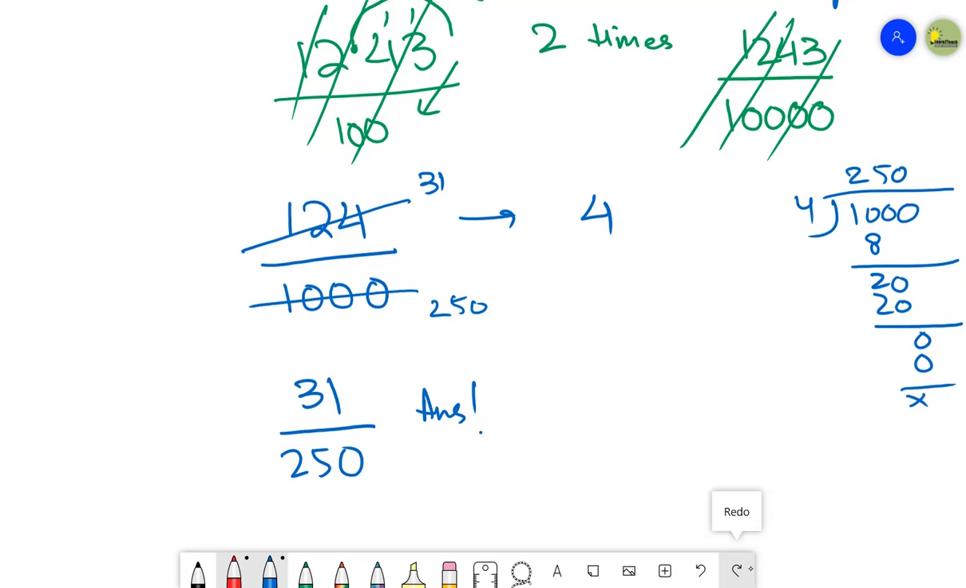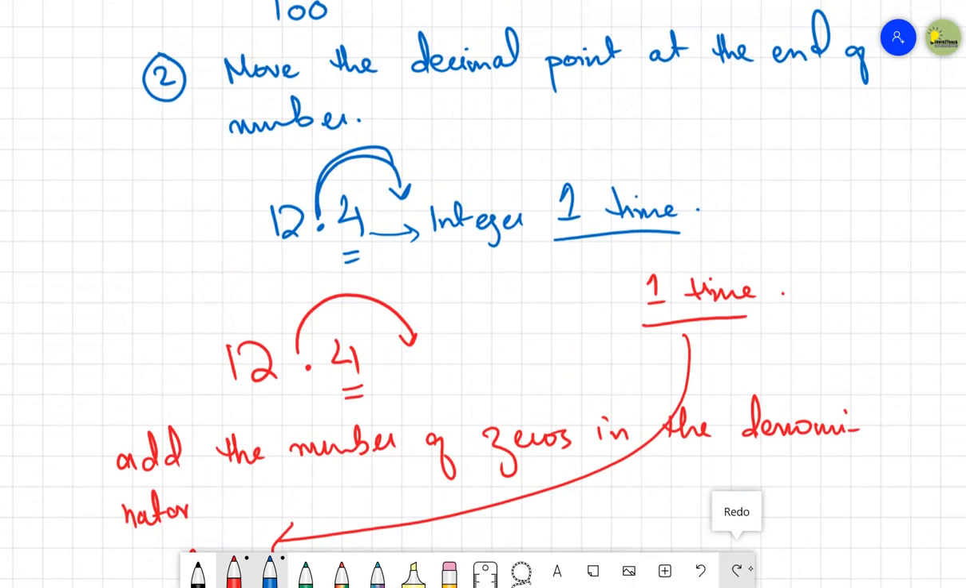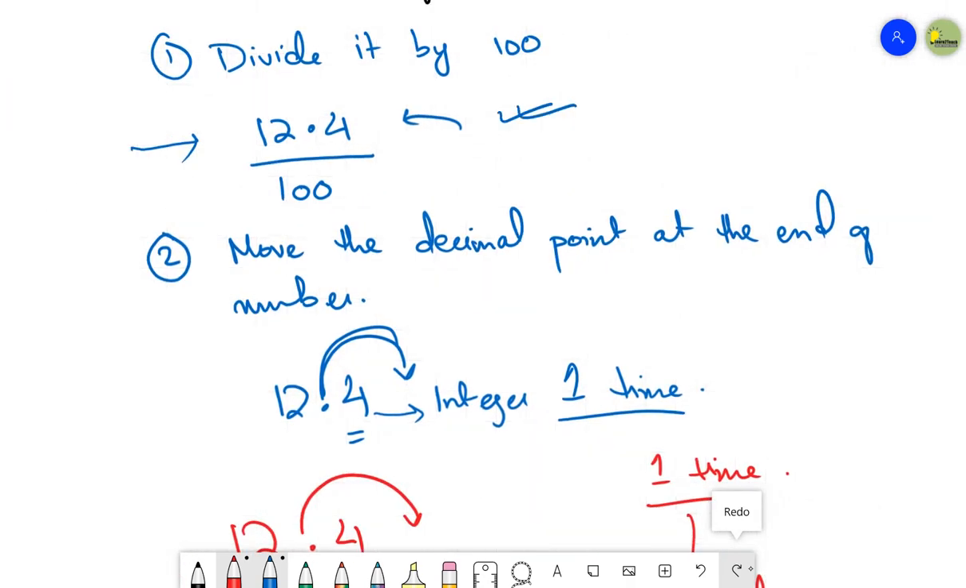This is going to be your answer. The question was 12.4%, right? And in terms of fraction, it is equals to 31 upon 250. This is going to be your answer. I hope this concept is clear to you. I am again repeating, in decimal numbers, the first step is to add 100 in the denominator. Look at this, 12.4 divided by 100.